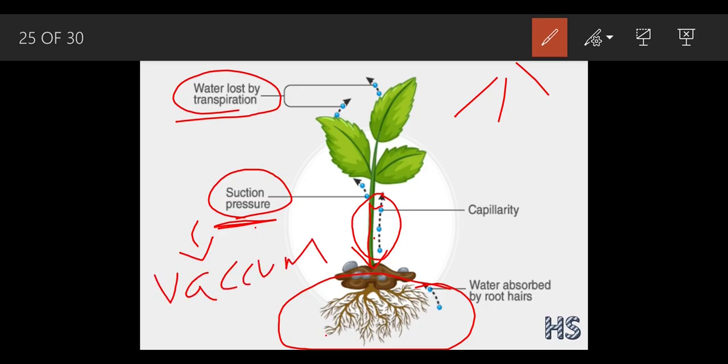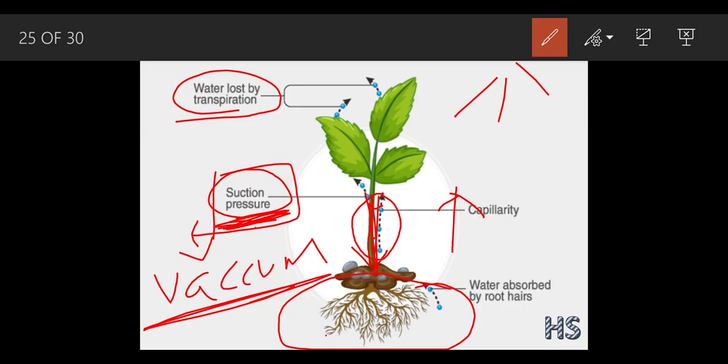When there is a creation of a vacuum inside this xylem, inside the stem, it pulls up the water very fast because the rate of transpiration is quite high. Because of this suction pressure, there is a lot of pulling of water and minerals, and they are provided to the leaves very fast.